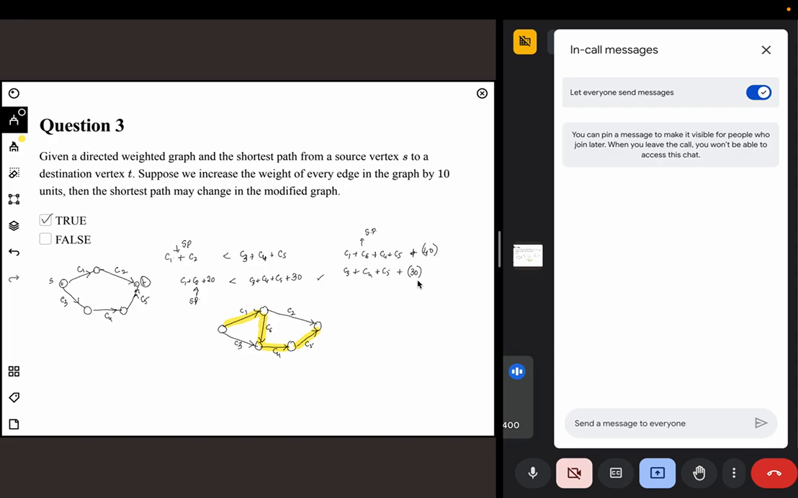So now if you compare these two, we cannot say which one will be higher or lower. Depending on the actual values of C1, C6, if this particular C1 plus C6 plus 40 is less than C3 plus 30, then we will still have the same shortest path. Otherwise it will not happen, right?